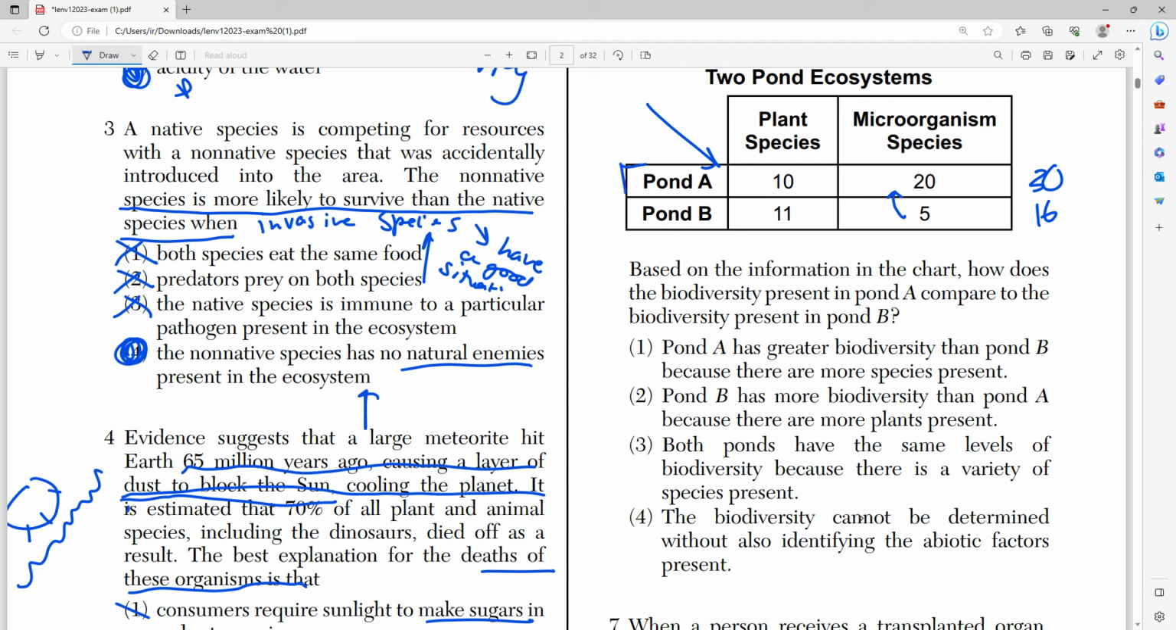So when it comes to diversity, diversity means the amount of species living in it. Biodiversity, amount of living species in it, right? So because this has 30 living species and this only has 16 living species, pond A is going to be more biodiverse, right? Which is choice number 1. Pond A has greater biodiversity than pond B because there are more species present.